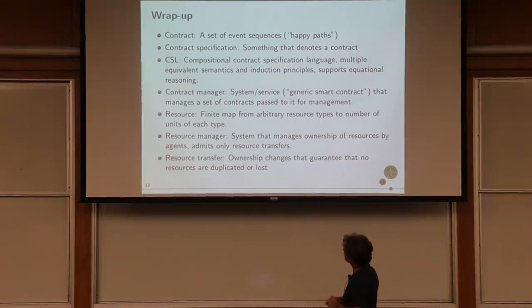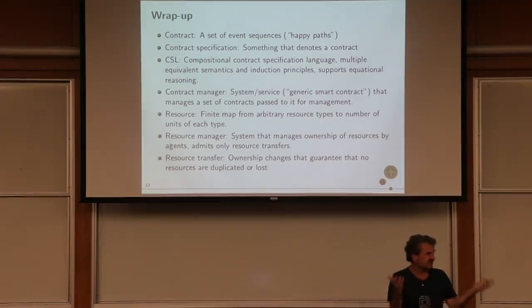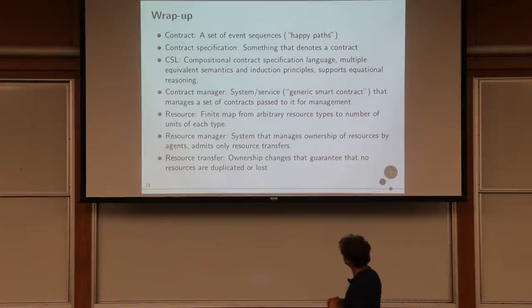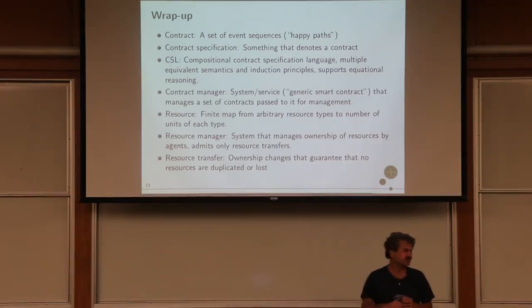And then we've seen a model of resources that's a finite map from arbitrary resource types, so user-definable currencies, and a resource manager preserves them by only accepting and operating on transfers. In this fashion, it gives a guarantee that no resource is lost or duplicated. And separately from the contract manager, we have a resource manager. That's the one that validates resources, so it's not conflated into the same system.